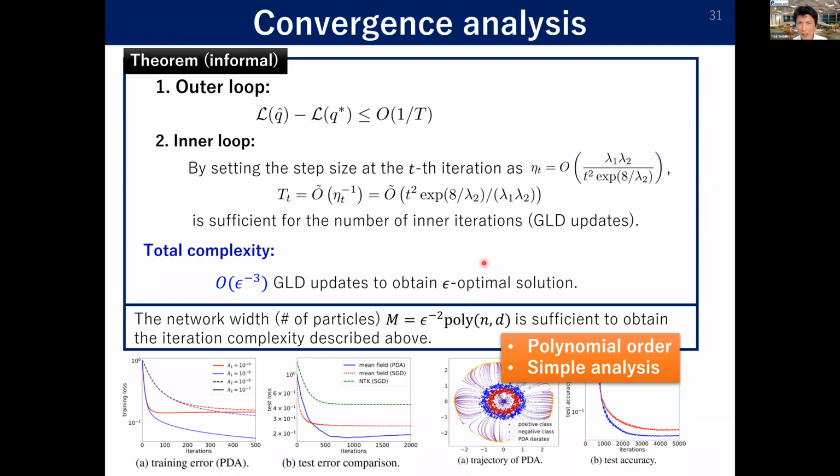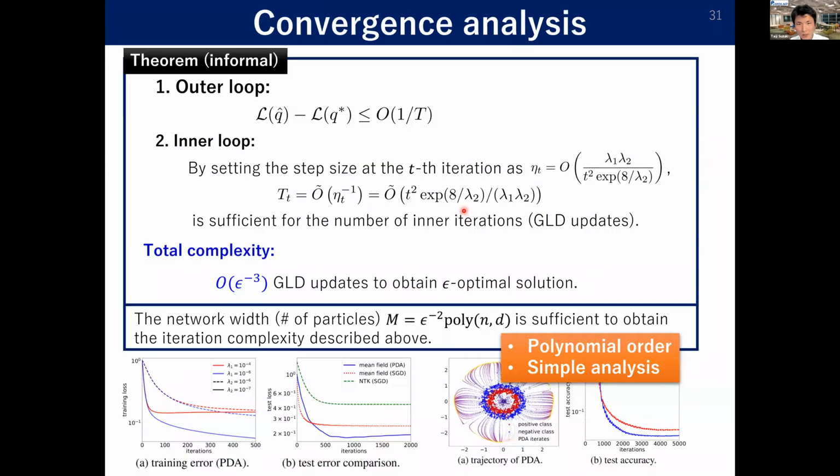But I should say that there is an exponential dependency on the regularization parameter lambda 2. This is the regularization parameter for negative entropy. If lambda 2 is very small, then this term becomes large. This is a kind of annoying term, but we conjecture that this is unavoidable. Without any additional assumptions, I think this exponential dependency is unavoidable.